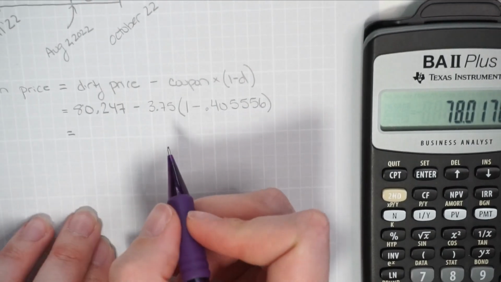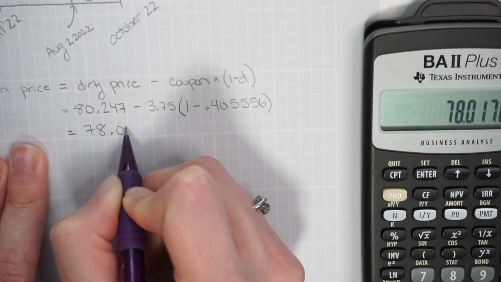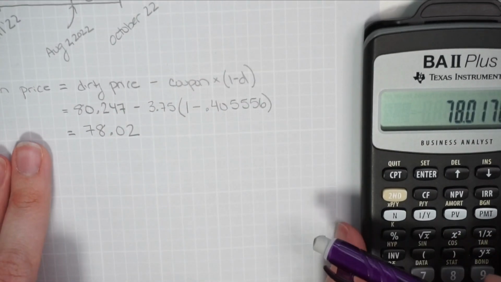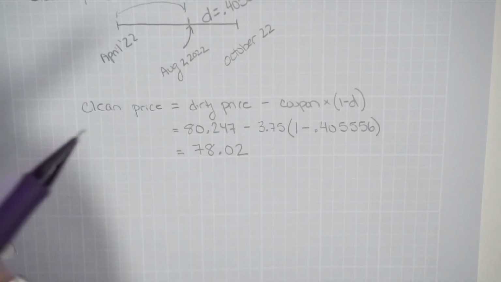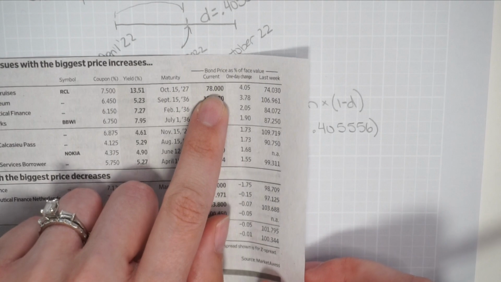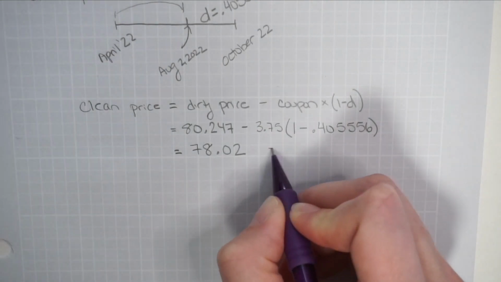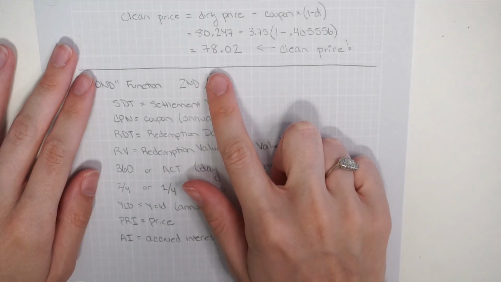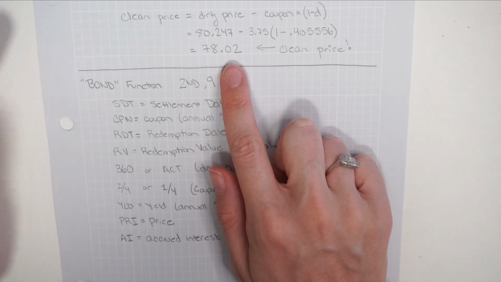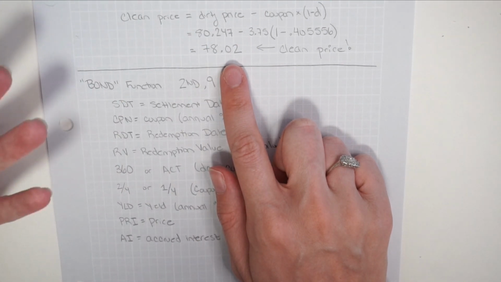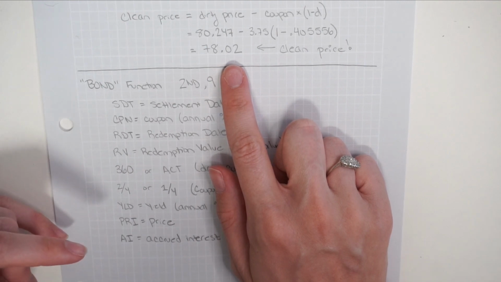And I'm going to end up with an answer of 78.02. Let's round that. So now we see that this answer that we just got is a lot closer to this clean price that is quoted in the Wall Street Journal. So that 78.02 that we just calculated is going to be the clean price of the bond. So that's going to be what you often see as the quoted price for the bond because it takes out any of that accrued interest.